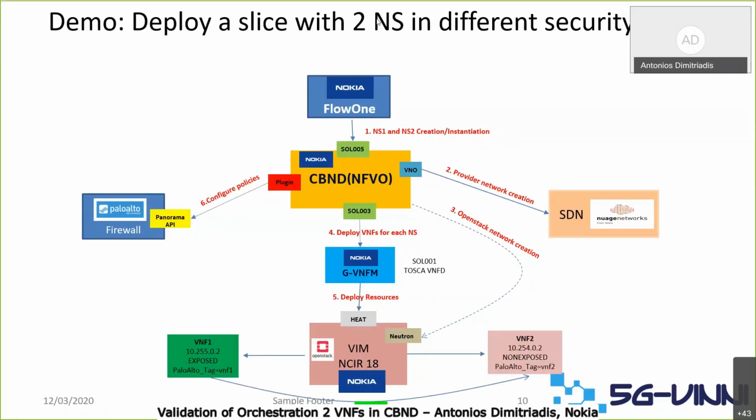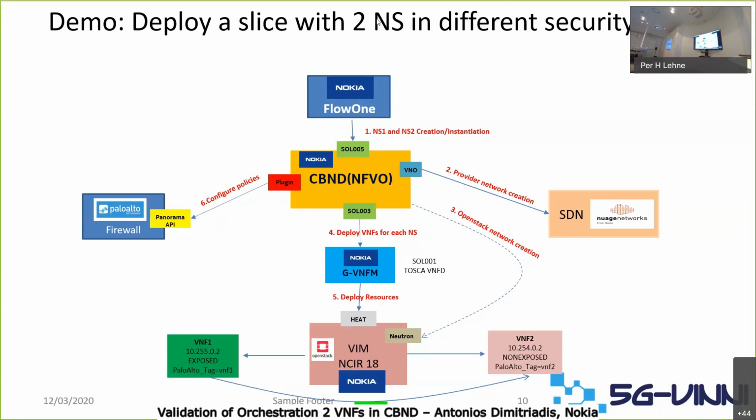So now we are going to see the VMs. We have already deployed the service. We have the two VNFs here, one VNF from the exposed zone and the other from the non-exposed zone. As we said, by default it's not allowed to ping, but we configured automatically all the points into the Panorama. Now we can try to ping from VNF1 to VNF2. Just for this demo, we allow only one way, from 10.55.0.2 to ping 10.254.0.2, but not from the other side.